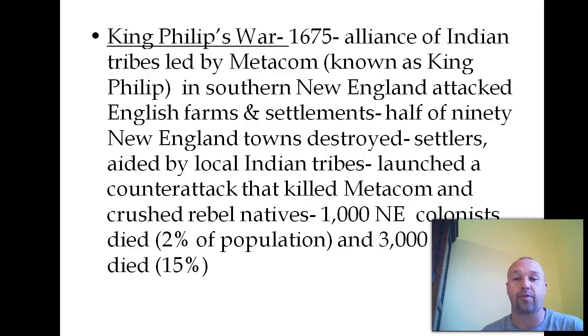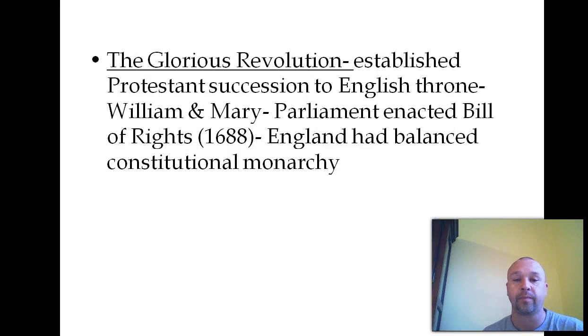1675, King Philip's War. There was an alliance of Indian tribes led by Metacom, also known as King Philip, in southern New England, Connecticut. They're going to attack English farms and settlements. Half of the 90 New England towns were destroyed. Settlers, aided by local Indian tribes, are going to launch a counterattack in which Metacom is killed, and they're going to crush the rebel natives. 1,000 New England colonists died, which was 2% of the total population, and 15% of the Native Americans died, which is just an enormous sum of people.